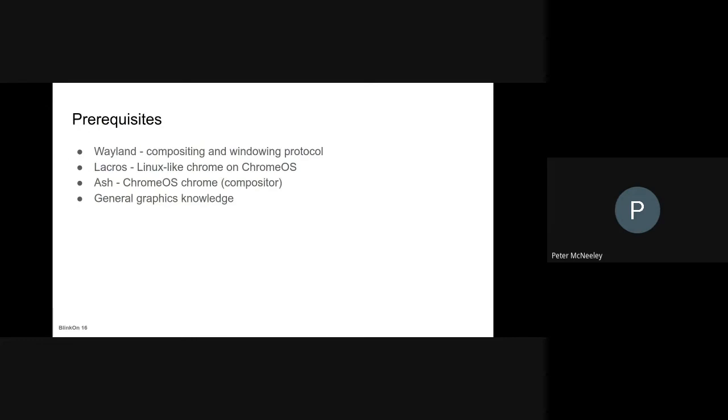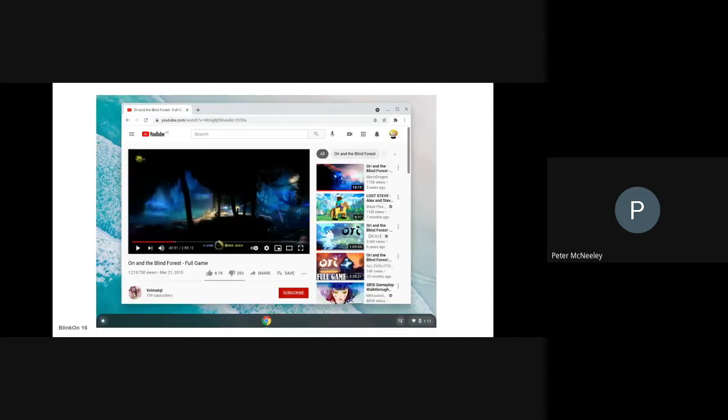Delegated compositing encompasses a vast swath of different components of the rendering architecture. This talk is certainly not an introduction to any of these areas listed above, but since Lacrosse is still in active development, I would clarify that Lacrosse can be viewed as Linux Chrome running on a Chrome OS device. Simply put, Lacrosse is a Wayland client and Ash Chrome is our Wayland compositor.